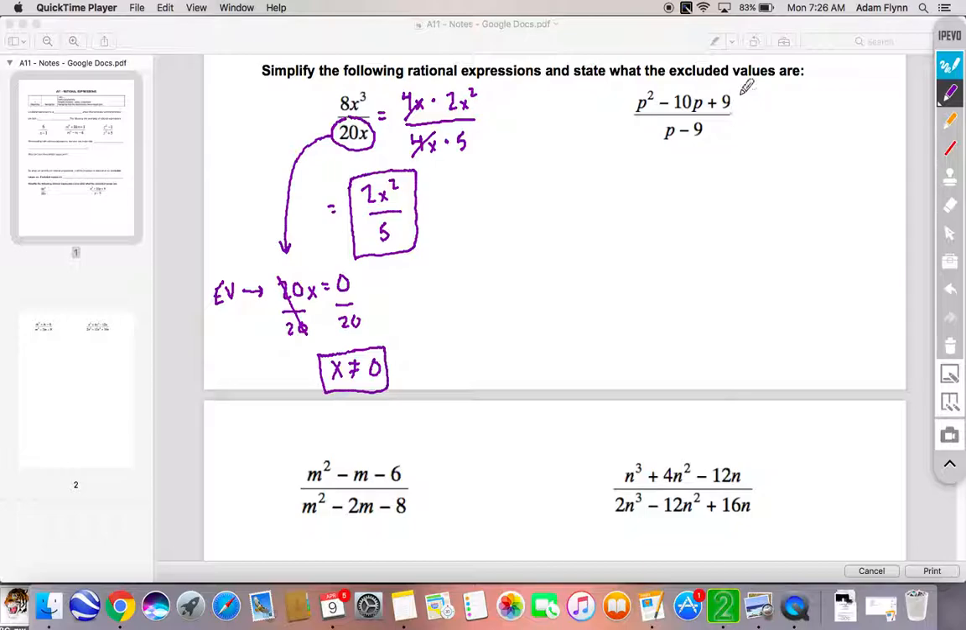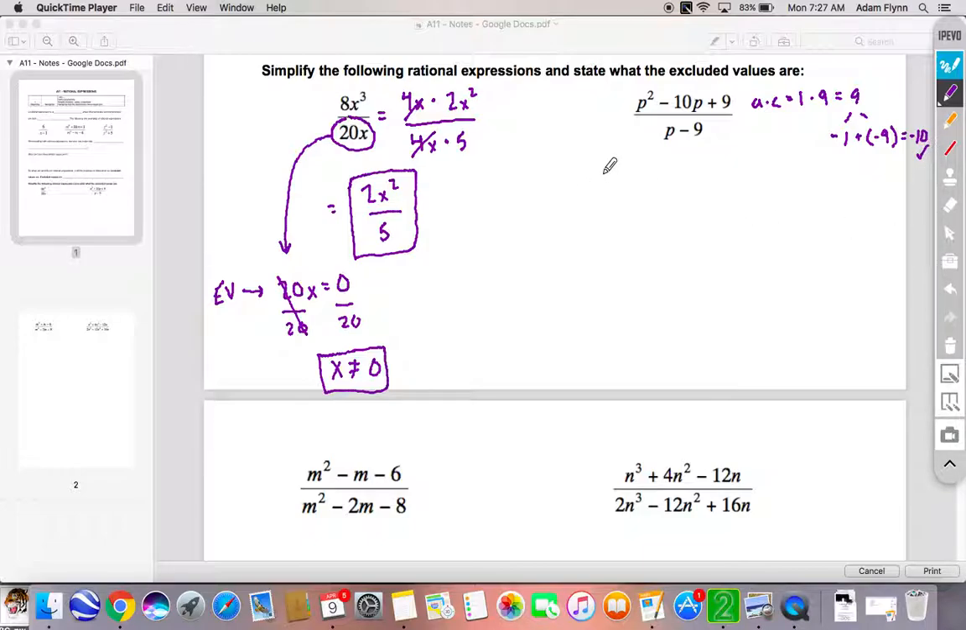Alright, let's take a look at the second example. So I've got p squared minus 10p plus 9 over p minus 9. What I'll do is try to factor the top. I'll use AC. I know my A is 1, my C is 9, and 1 times 9 is 9. Factors of 9 that add up to negative 10 are negative 1 and negative 9, which is negative 10, which works.